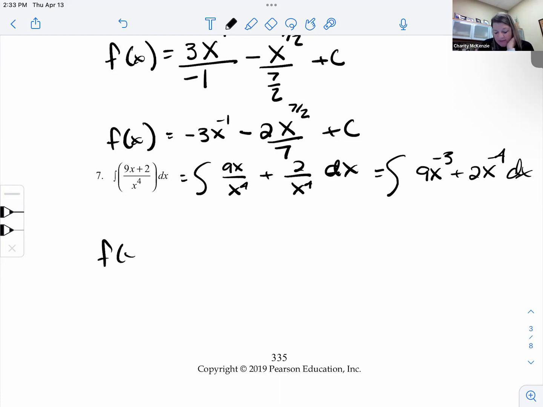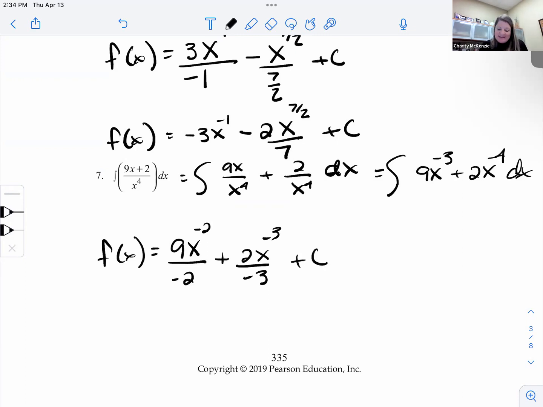Now I can go back to my function and say, okay, negative 3 plus 1 is negative 2. So I'm going to have 9x to the negative 2 divided by negative 2. And then plus 2x, negative 4 plus 1 is negative 3, divided by negative 3, plus c. These fractions can't really be reduced. You can move the minuses up, but it doesn't really matter. So that's really all we have on that one.